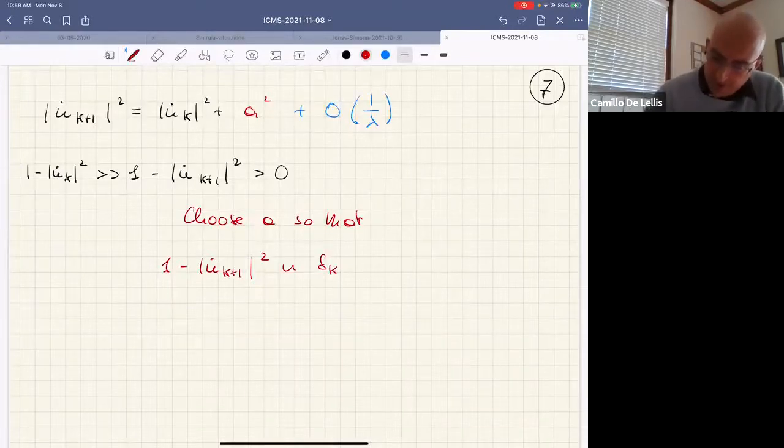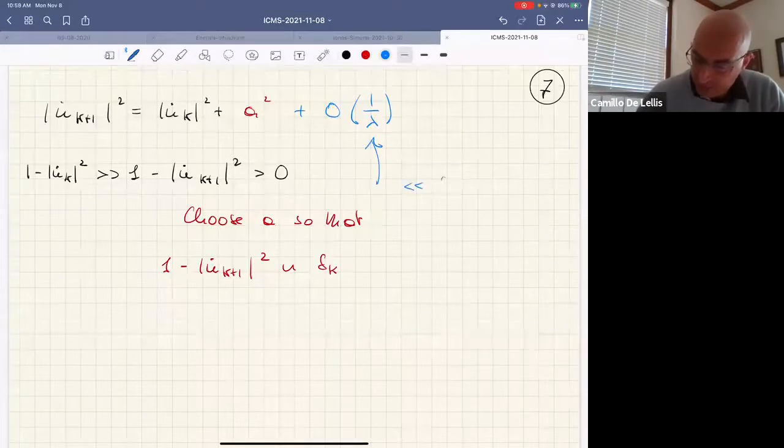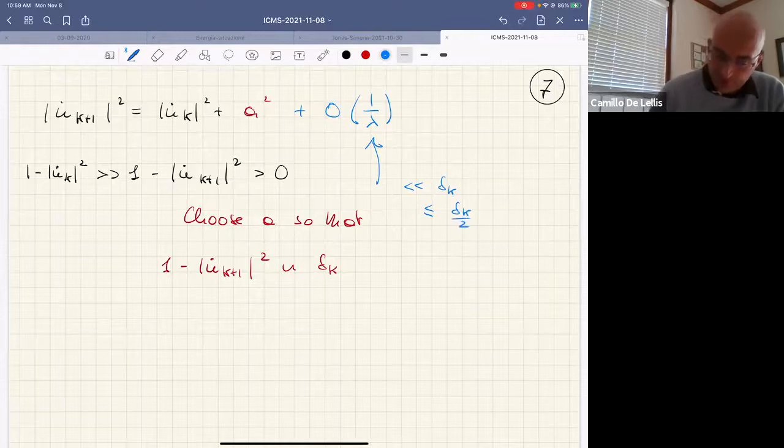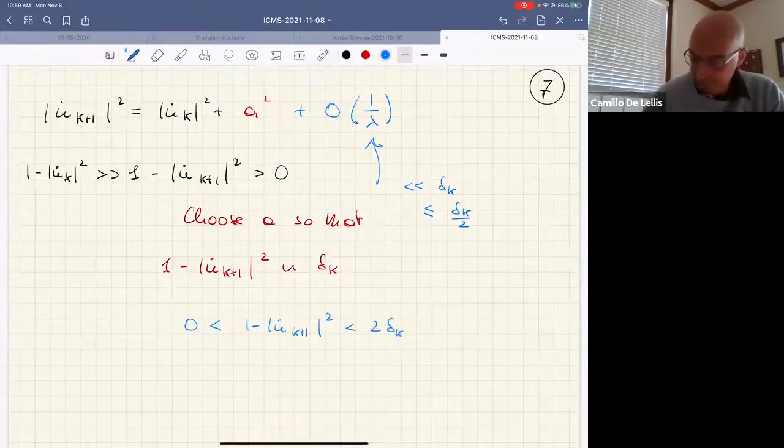And now choose the perturbation big O of 1 over lambda in such a way that this one is much smaller than delta k. For instance, it could be less or equal than delta k divided by 2. If you make this choice, at the same time you're assuring that this thing is positive and less than 2 delta k. So you got it much smaller. Now you just need to choose delta k going to 0 so that you become a better and better approximate solution of your isometric embedding problem.